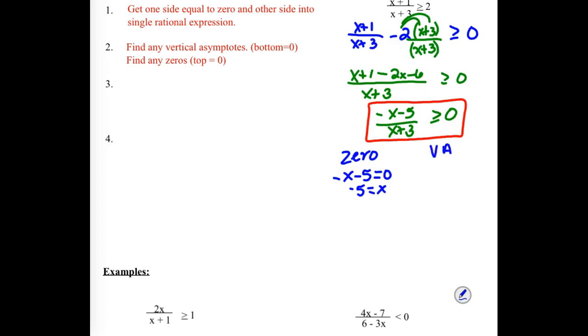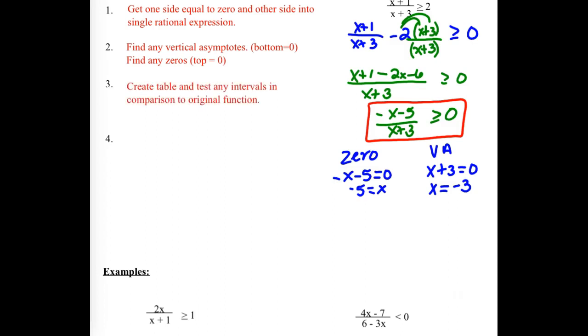Vertical asymptotes, what makes the bottom equal to 0? In this case, we'd have one at negative 3. The zeros and the boundary point, or the vertical asymptotes, are your boundaries. Okay, that's what's going to split your graph up into the different intervals. We're going to create a table and test those intervals.